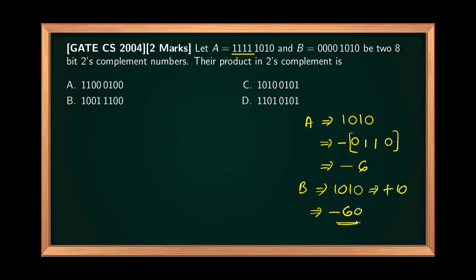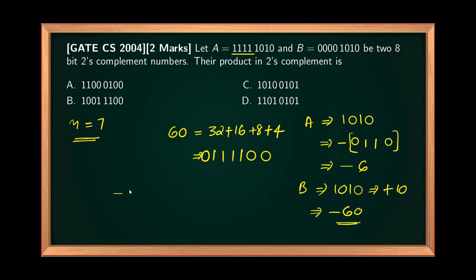To represent minus 60, we require n equal to 7. The number 60 can be represented as 32 plus 16 plus 8 plus 4, implies 111100, that is 1 2 3 4 5 6 digits. I require n digits, so I can insert a 0 to convert into n digits.